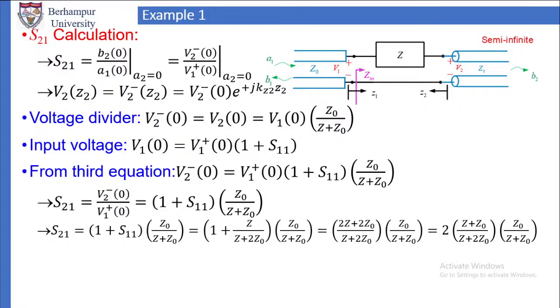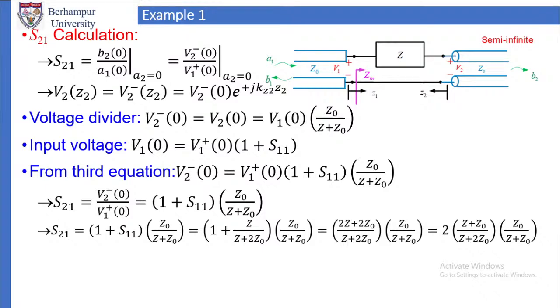Now if you do the algebra, then the first part will be 2Z0 into 2Z as the numerator, denominator is Z plus 2Z0, that into Z0 by Z plus Z0.